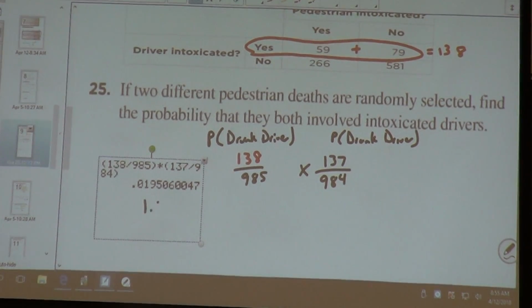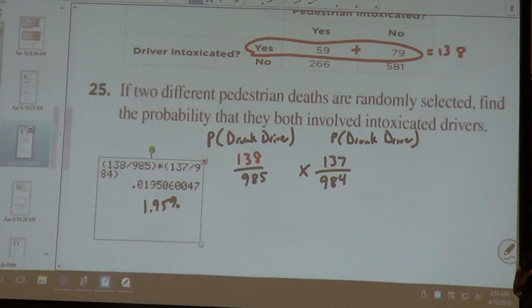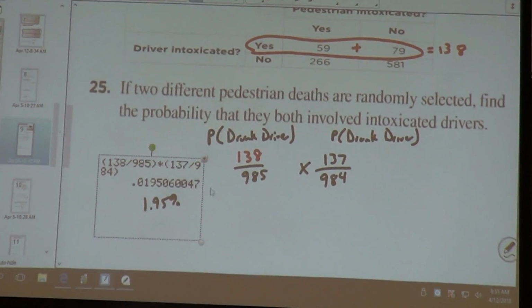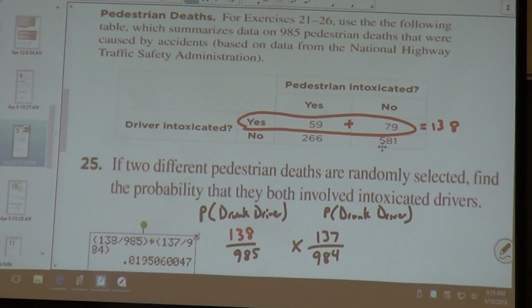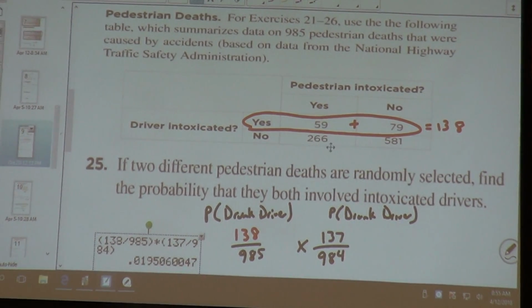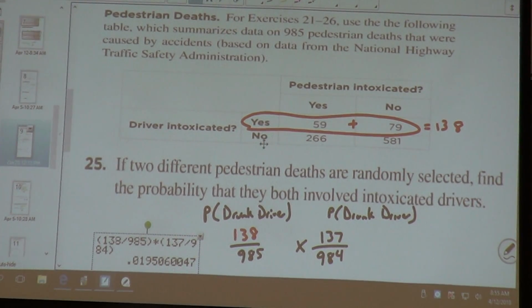So y'all, if I turn that into a percent, there's not a big chance. There's only like a 2% chance that I'm going to get 2 people that were back-to-back killed by drunk drivers. Because if you look at it, most of the people were killed by people who were not drunk driving. It was an accident.